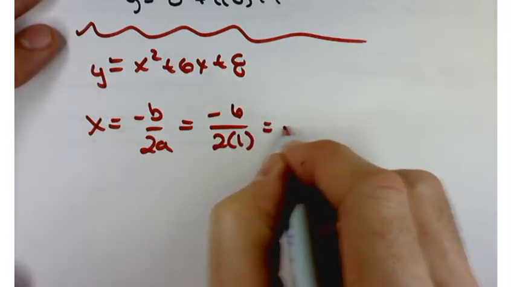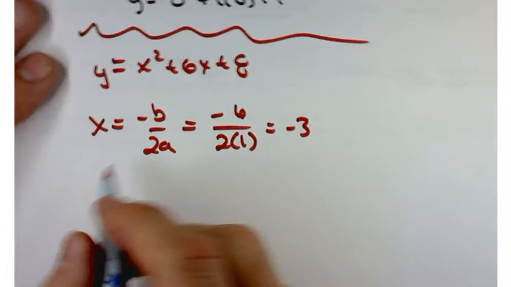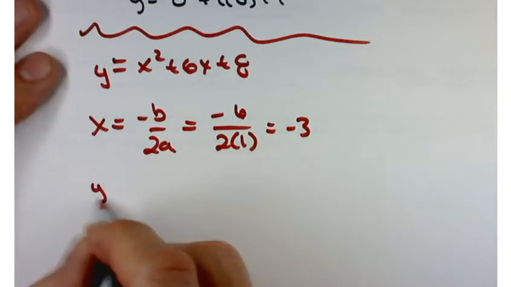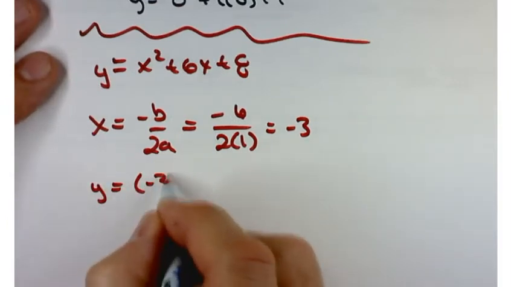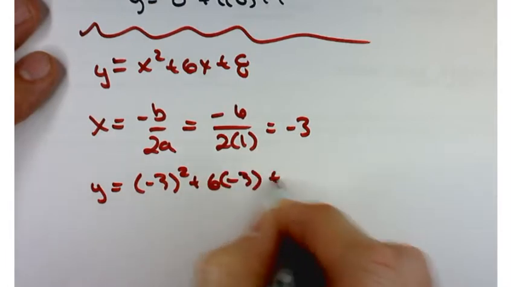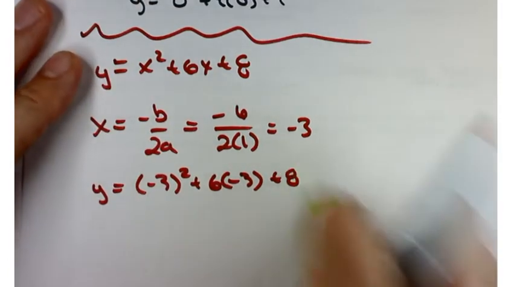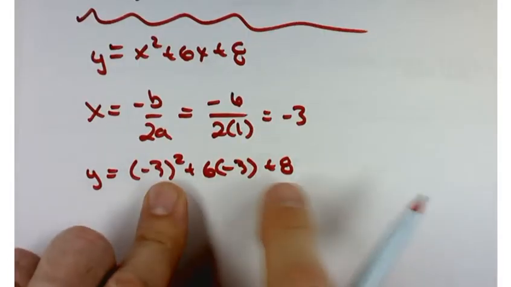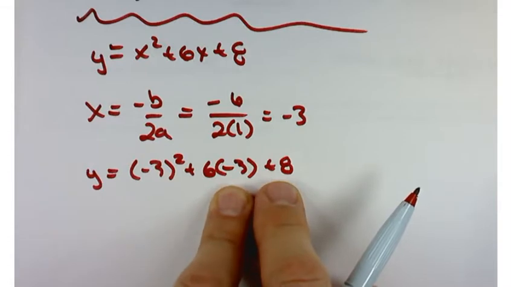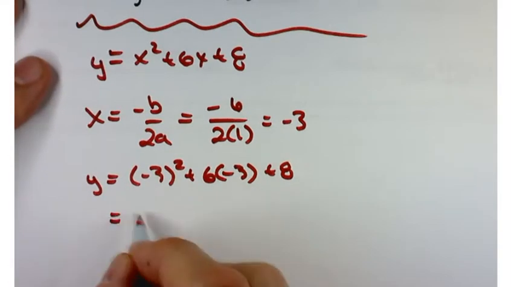Yeah. So basically, I get that the x-coordinate of the vertex is -3. Now let's find the y-coordinate. So it's going to be y equals (-3) squared plus 6 times -3 plus 8. So that's 9 minus 18 is -9, plus 8 is -1. You guys getting -1 for that?